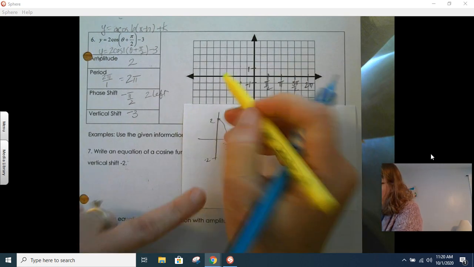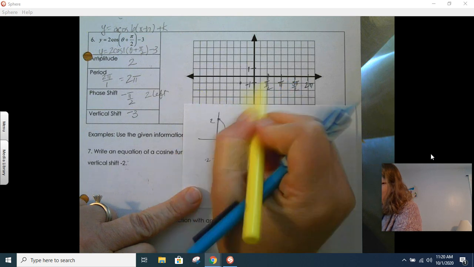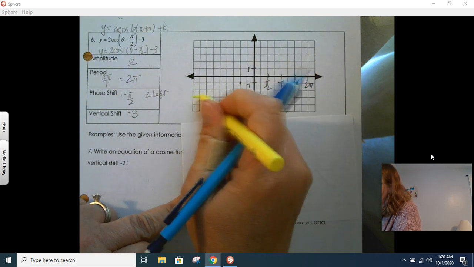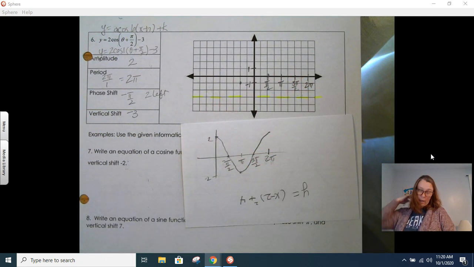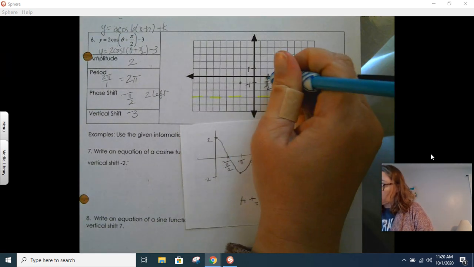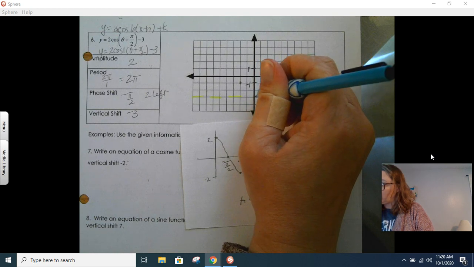I'm going to go ahead and put my new midline in, which would be my x-axis shifted 1, 2, 3 down. So I'm going to just draw that in. Sometimes it's helpful to see that. You don't have to. Then I take my pi over 2, which is normally at 0, and I go 2 to the left and 1, 2, 3 down.